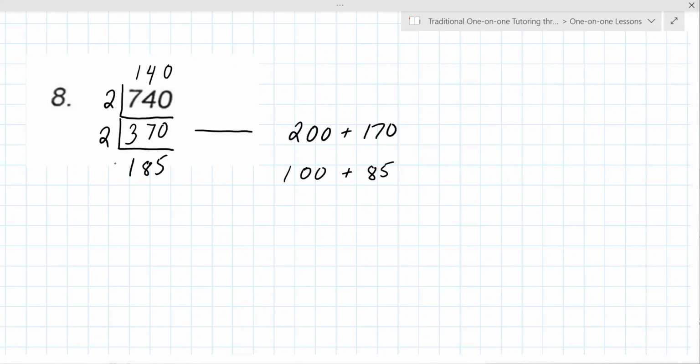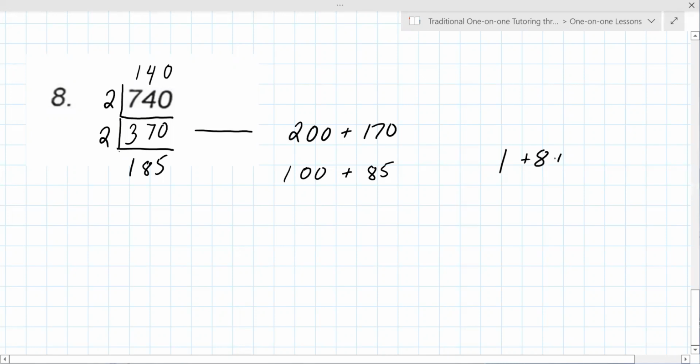And then 5 can go into 185 because 3 won't. But did you check that 3? Are you sure that 3 doesn't work? 1 plus 8 is 9. 9 plus 5 is 14. That's right. But 5 works, because it ends in 5. But you want to always check 3 because sometimes you get there.